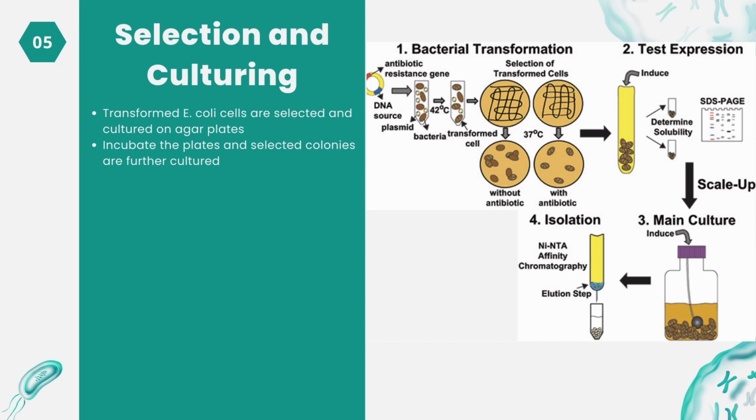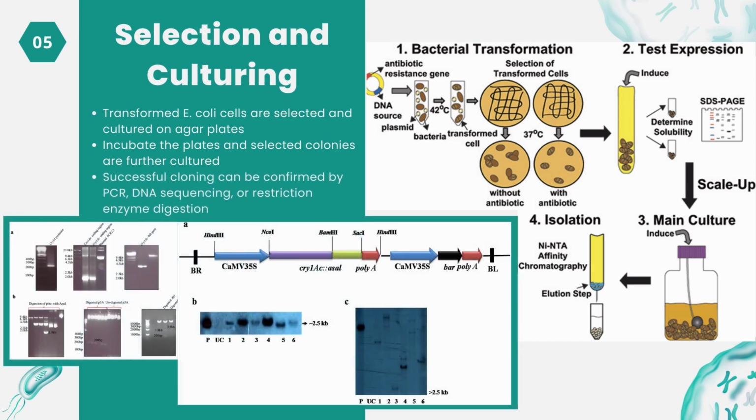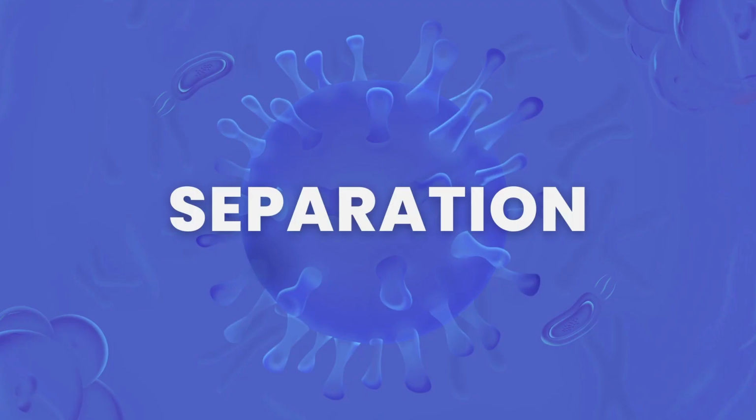The selected colonies are further cultured in liquid culture for plasmid extraction. In the end, successful cloning is confirmed by performing techniques such as PCR, DNA sequencing, or restriction enzyme digestion to analyze and verify the presence and integrity of the cloned Cry1Ac gene in E. coli. Come to the separation and purification part.